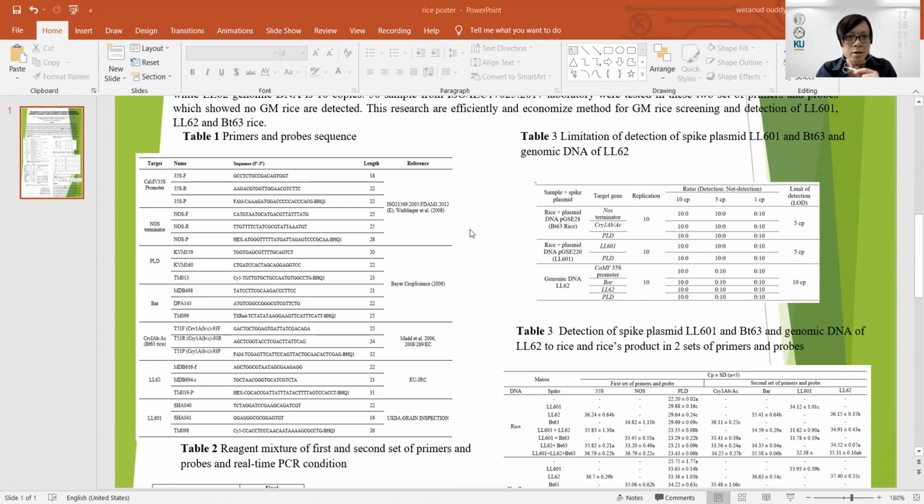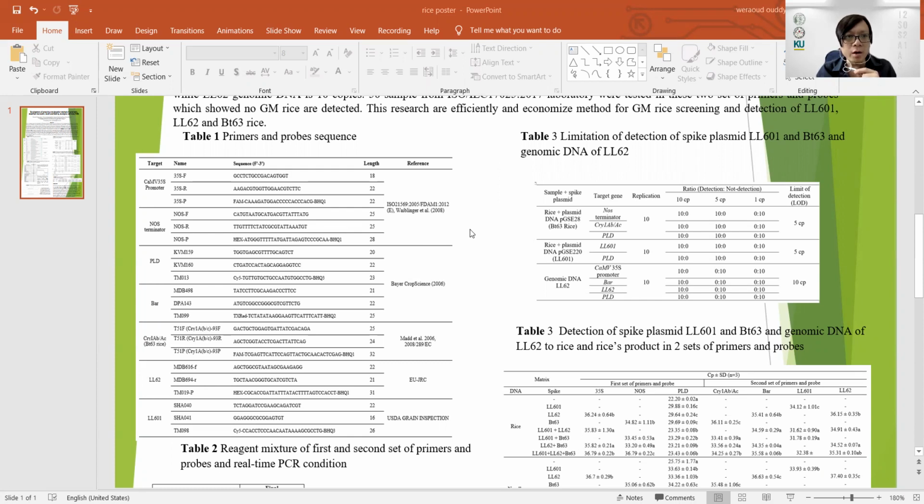And another set is the second set. We have the bar gene labeled by HEX. We have Chi1ABAC, which is specific to BT33 rice, labeled by FAM. Another one is LL62, labeled by HEX. And the last one, LL601, labeled by Cy5.